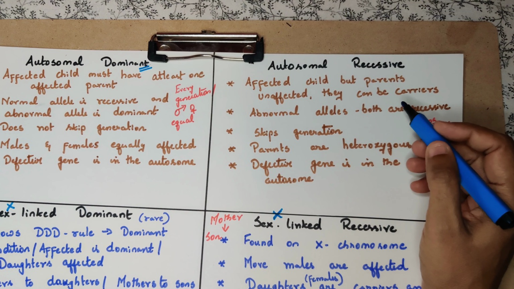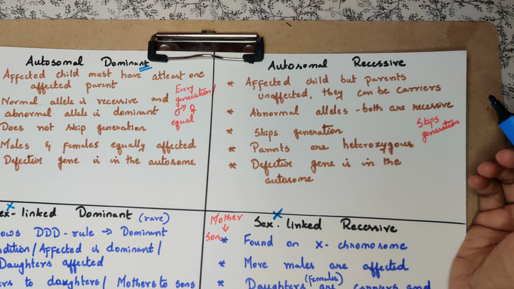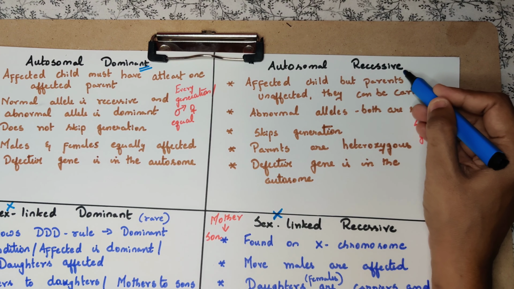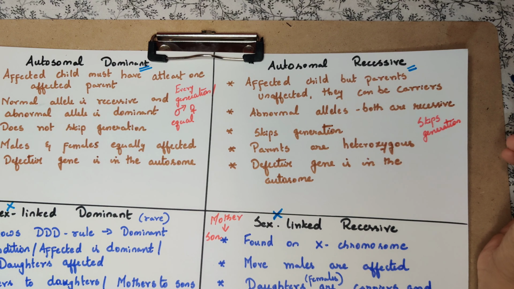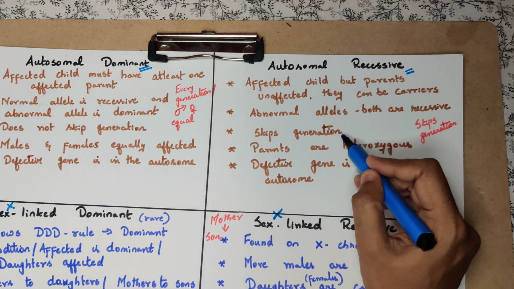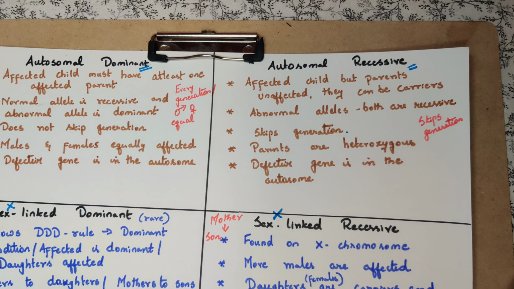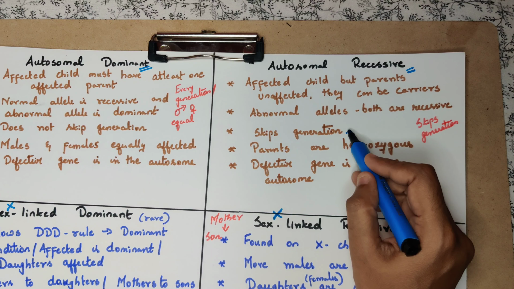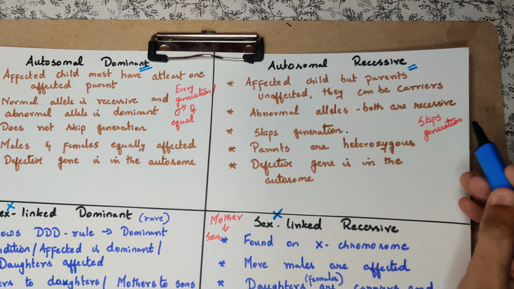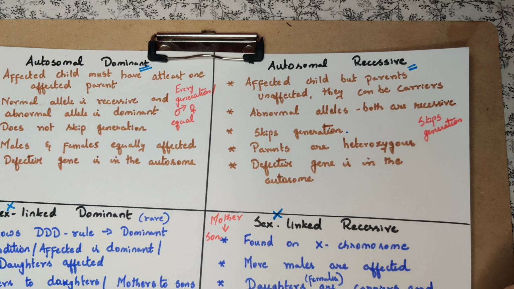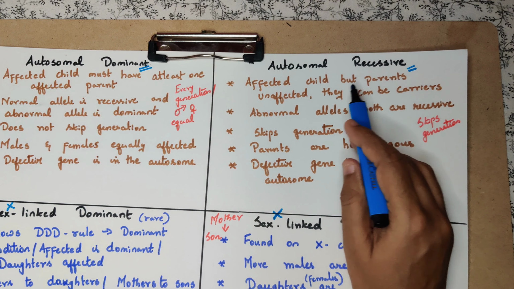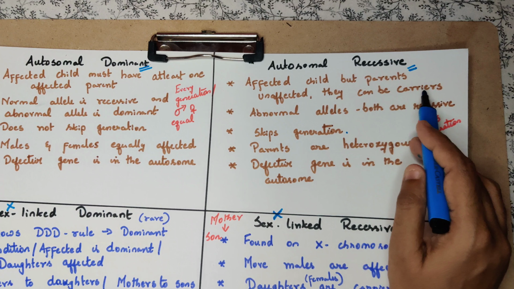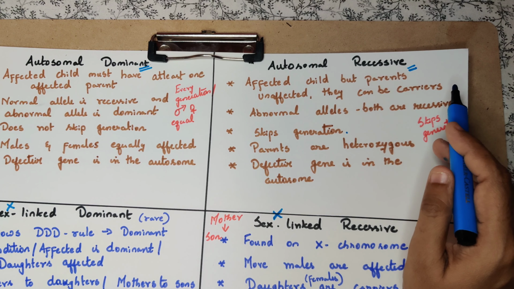Coming to the next one, autosomal recessive. When I say recessive type of inheritance, it is very, very easy. Why? Because it will skip generation. That is the first thing you should see. Recessive means it skips generation. Next one, very, very important, is that the parents are unaffected, but you see one of the children can be affected. That is your first clue for a recessive trait. Affected child but parents are unaffected, they can be carriers. That is the first clue.